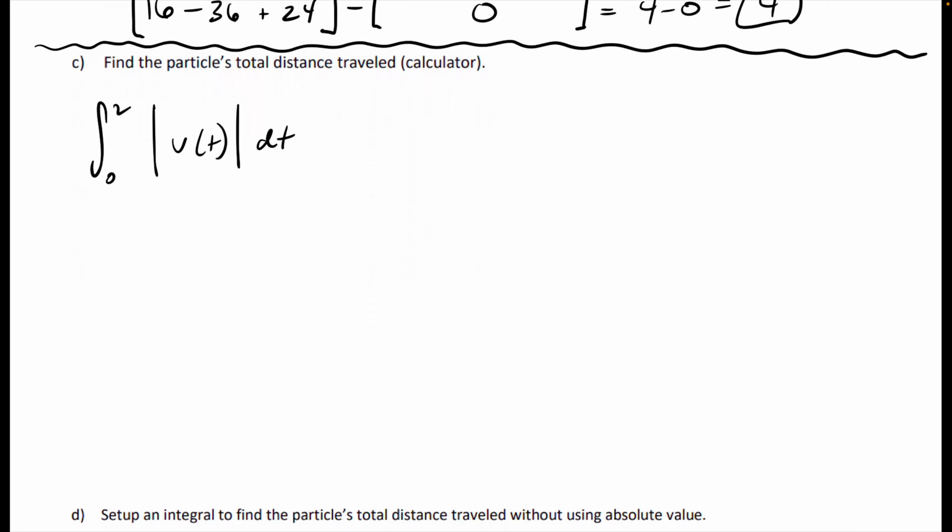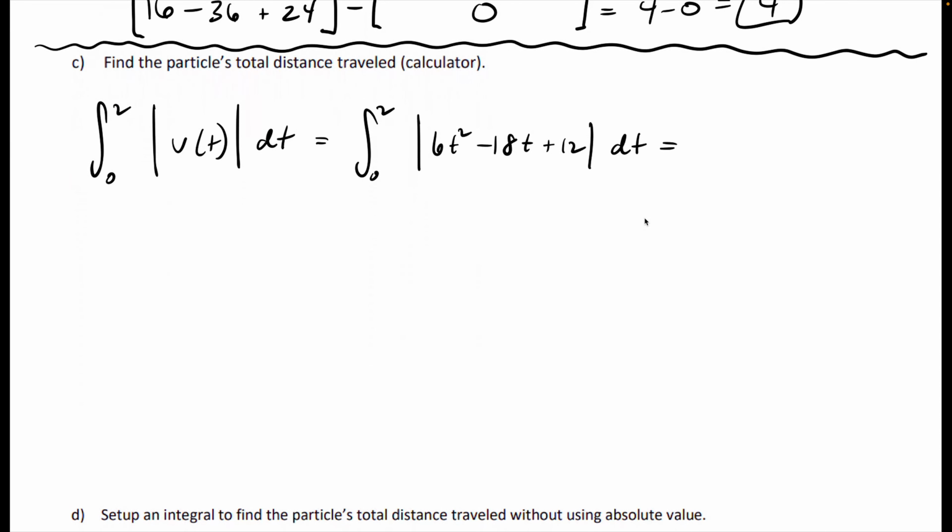That guy, right? Which more specifically is 6t squared minus 18t plus 12. Okay.